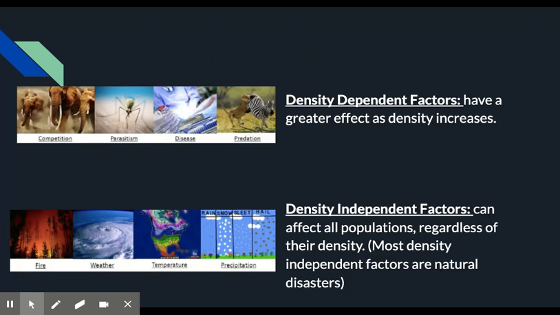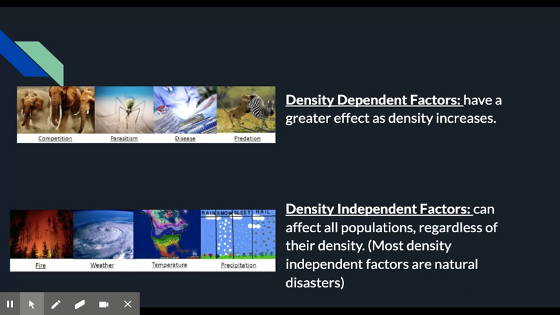Here we're going to look at two things that are limiting resources. So we have density-dependent factors and density-independent factors. When we talk about density-dependent factors, that means that these things depend on the density of a population. So the more densely populated it is, the more competition there's going to be, the more likelihood of parasitism happening, the easier it's going to be for disease to spread, and the easier it's going to be for predators to hunt their prey. So when you have a nice distribution of the competition, parasitism, disease, and predation, it strikes a great balance in that ecosystem. So that's a healthy ecosystem.